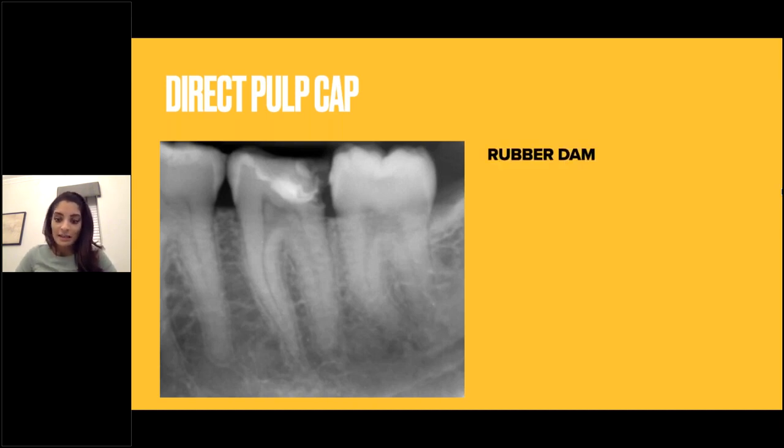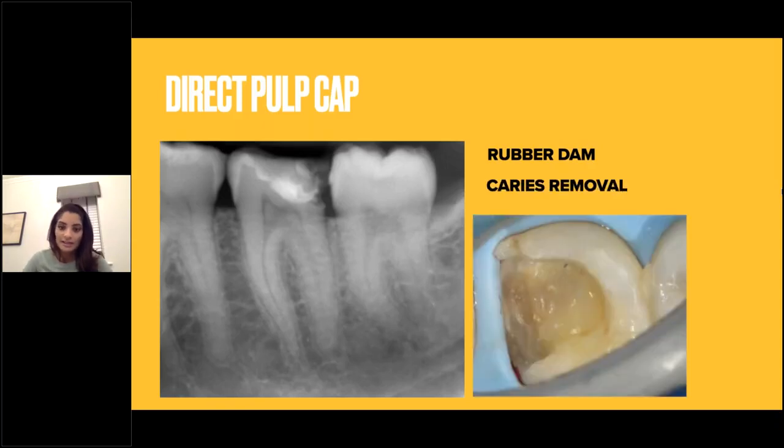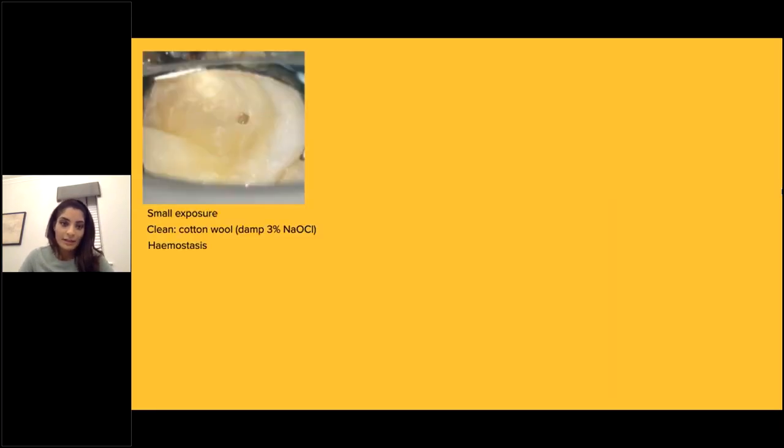So first thing, again, making sure that you've got a rubber dam in place. Then removing the caries, very similar to what we did before. And this is after the caries removal. Unfortunately, after this, there was a small exposure. So you can see here, there is a small exposure that's occurred.